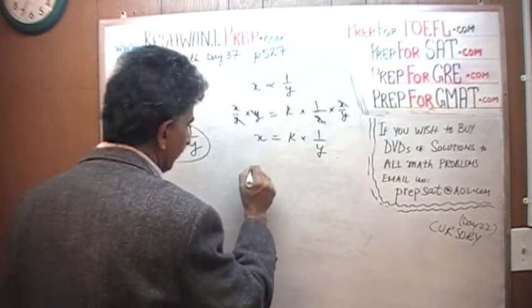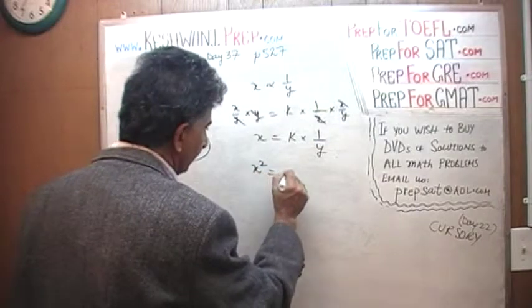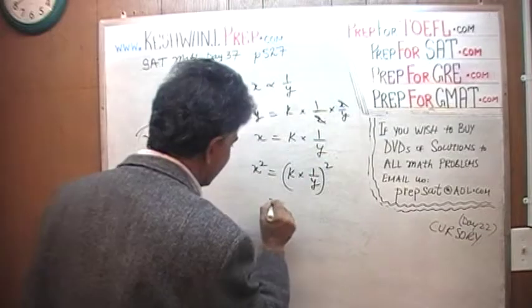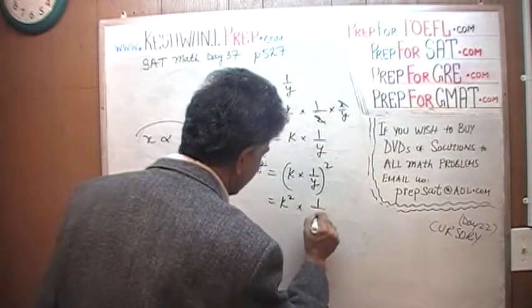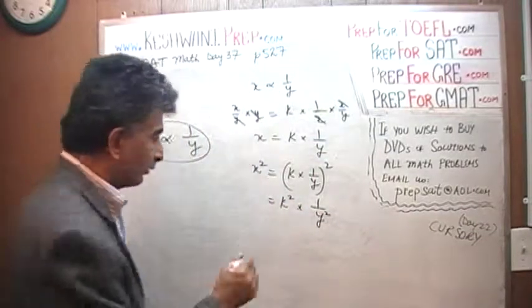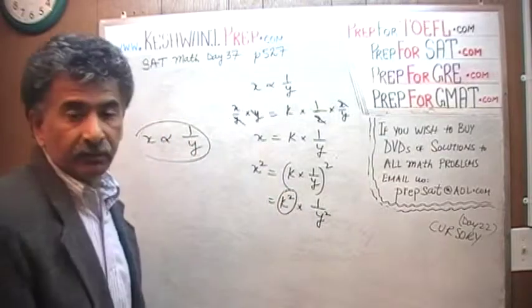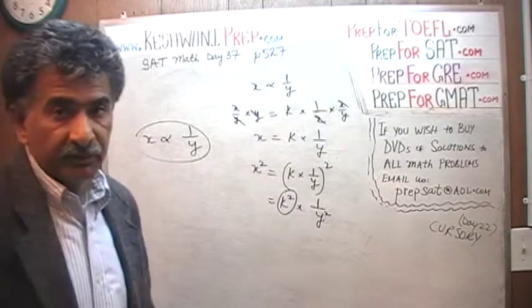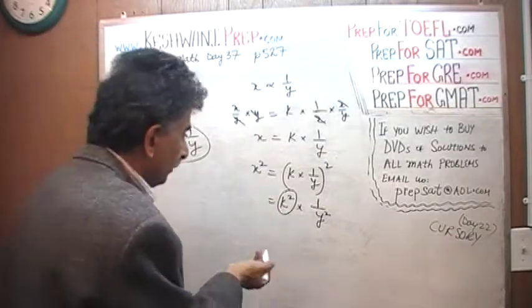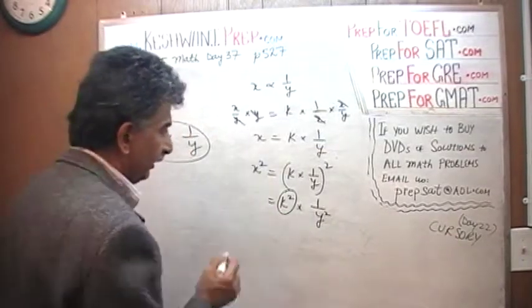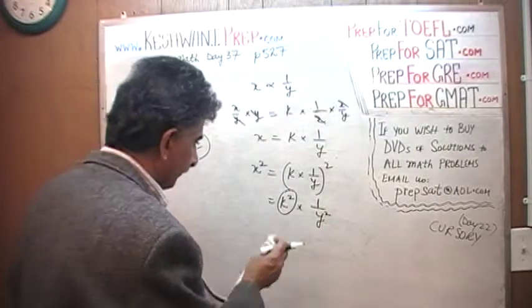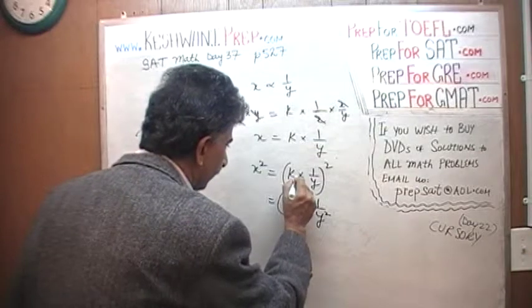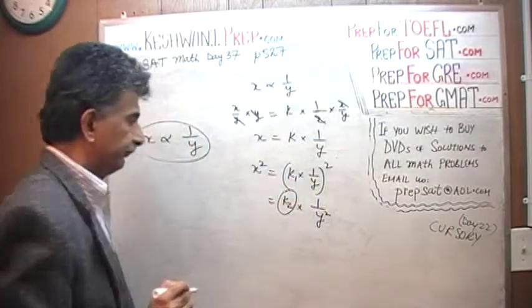So if you square this side, we'll have to square that side. K times 1 over y squared is going to give us k squared times 1 over y squared. Now k squared is still a constant. If the constant was 3 before, now it becomes 9, but it's still a constant. So we can give it a new name. We can call it k2. Let's call this one k1 and this one k2.